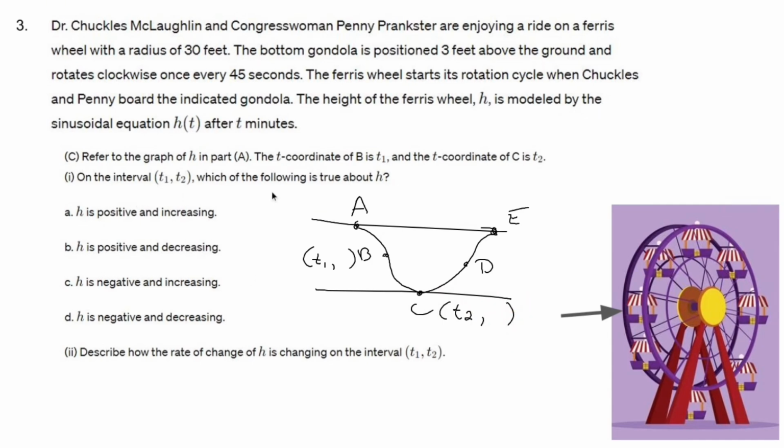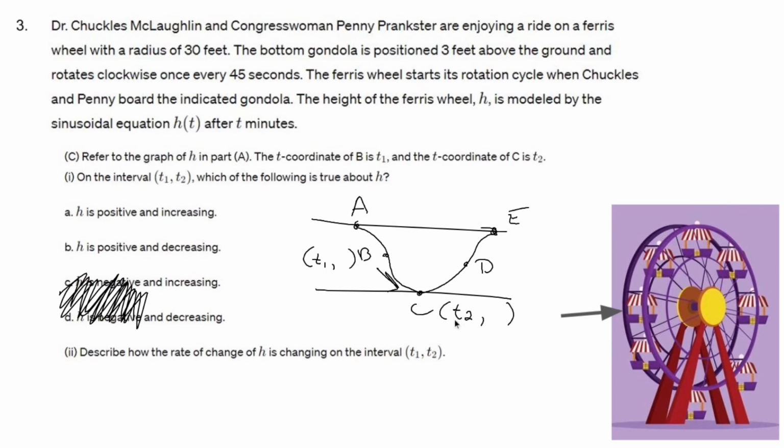Which of the following is true about H? H is positive and increasing. So H stands for height. First things first, the height of the Ferris wheel is always going to be positive. So the options saying the height's negative are impossible. Buddy, you'd be underground, and that's a Ferris wheel I don't want to be on. Now, from B to C, is H positive and increasing, or positive and decreasing? In this case, I know it's tempting. You might be thinking, yes, the T value is moving to the right.